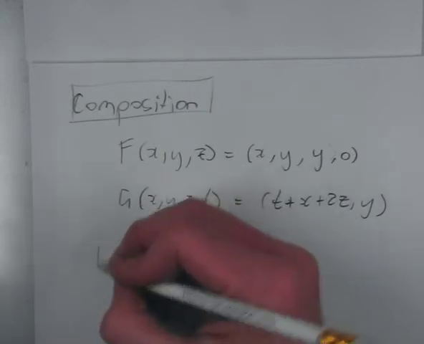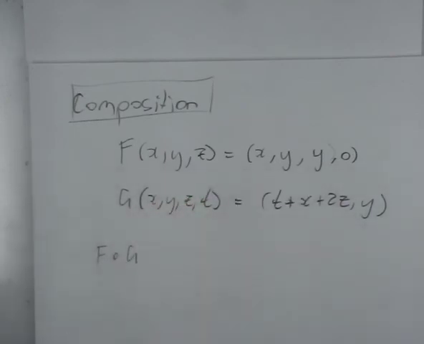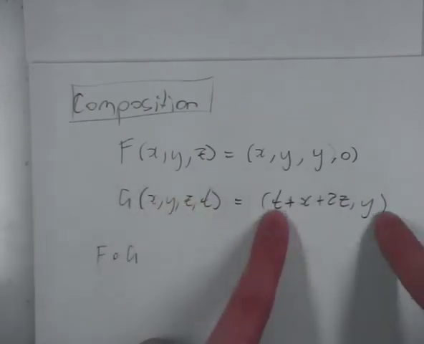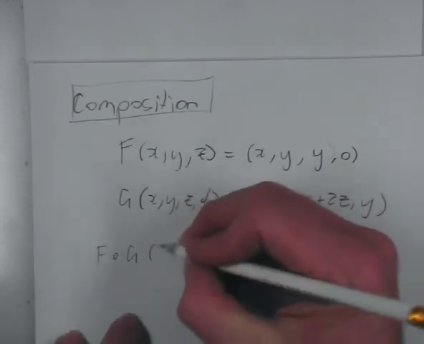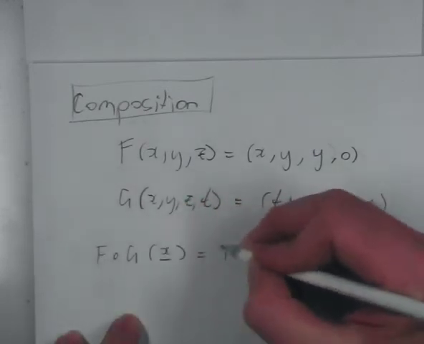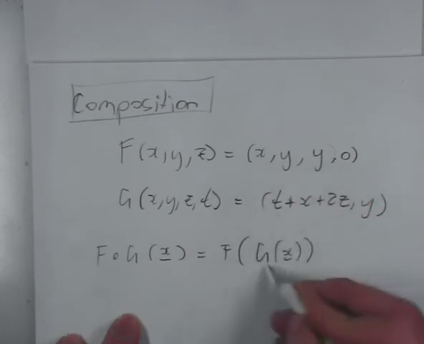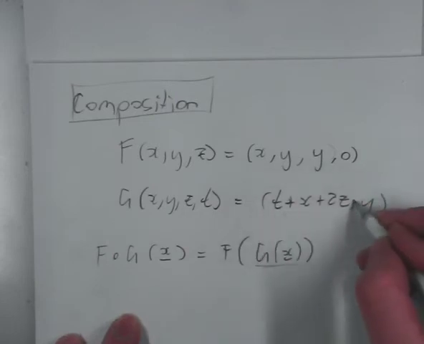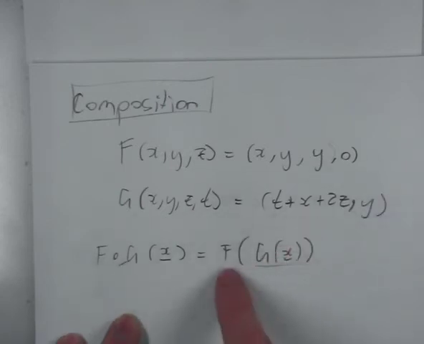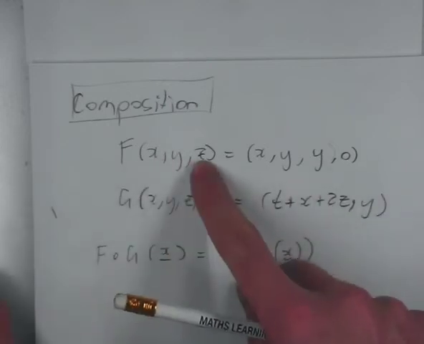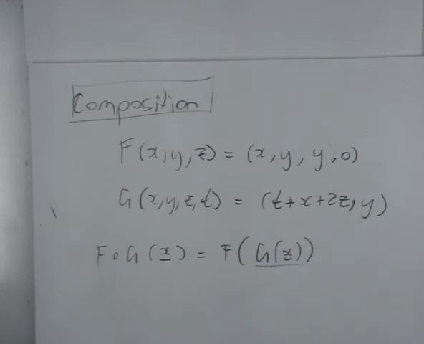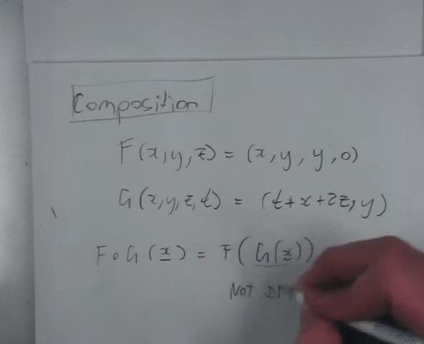Okay, so f of g is undefined because the output from g, so f of g of a vector, is a length 2 vector, and f needs a length 3 vector to go in, and so this isn't actually defined. So not defined.